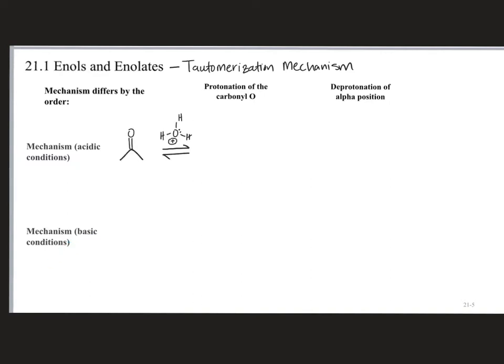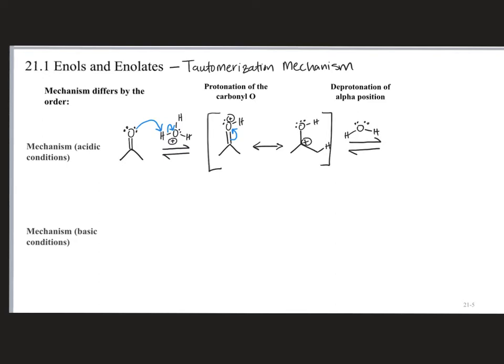Let's look at tautomerization under acidic conditions first. Protonation of the carbonyl oxygen will occur first. The electrons on the oxygen will go out and grab a proton from the acid source. Then this will form a resonance stabilized cation. The final step will reform our acid catalyst and deprotonate our alpha position, forming the enol.